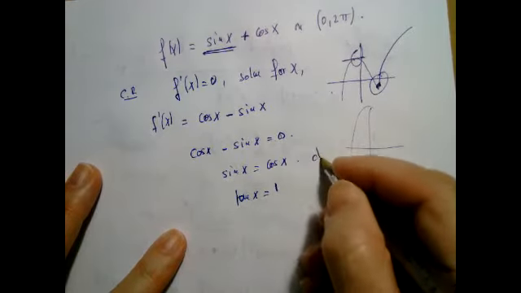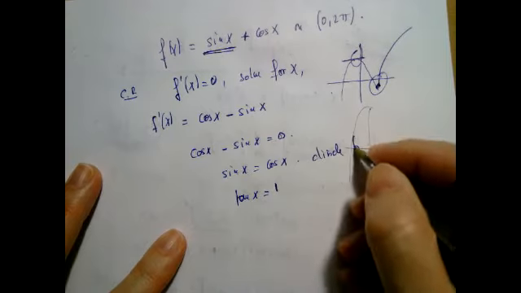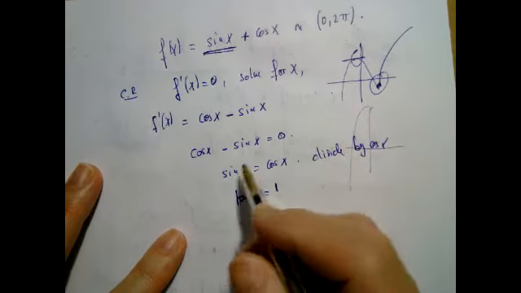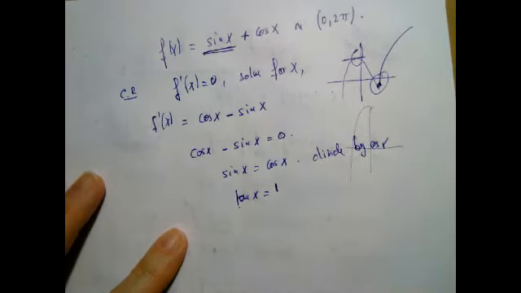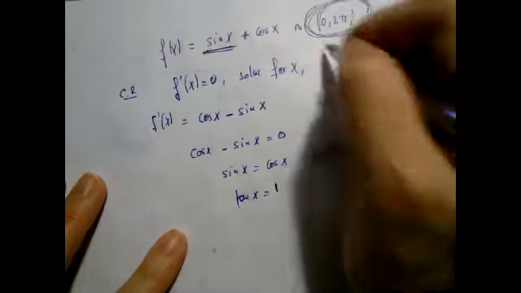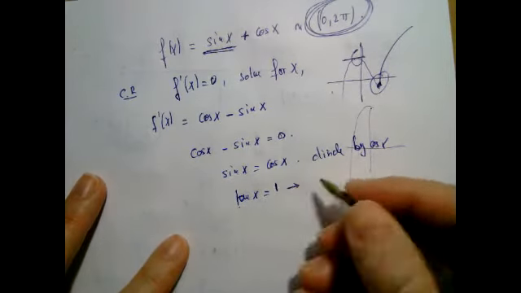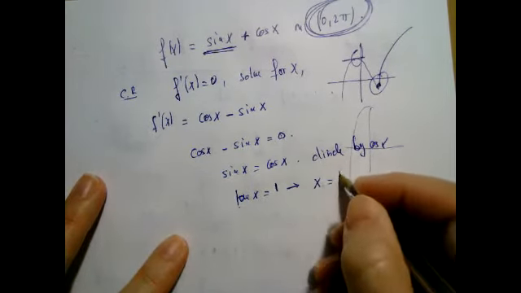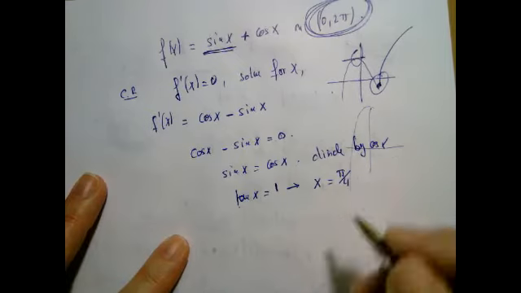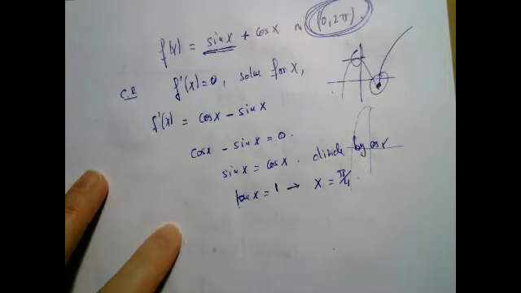Because if I divide by cosine, I will have sine over cosine, tangent x equal to 1. And I'm only interested in what's happening in the interval 0 to 2 pi. Now, when is tangent x equal to 1? Tangent x is equal to 1 when x equals pi over 4.